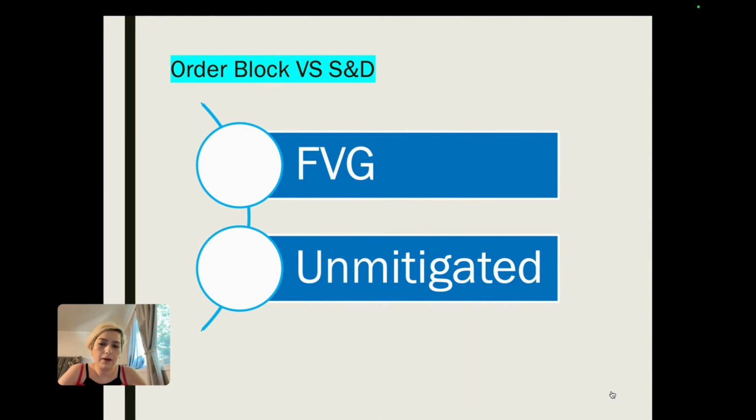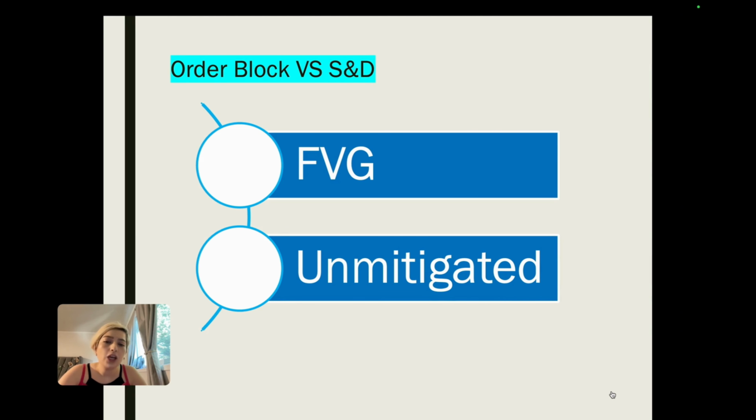So remember, an order block must contain a fair value gap and remain unmitigated. The fair value gap is a sign of strong, aggressive institutional activities that create imbalances. It shows the price moved so fast that not all orders were filled. Without this imbalance or inefficiency, the level is not a valid order block.